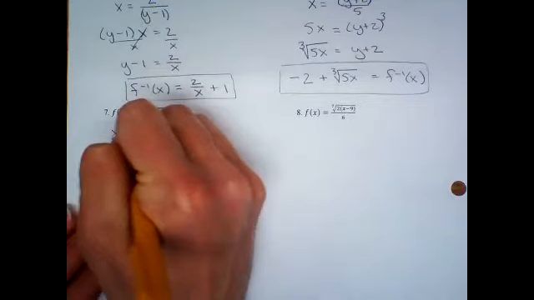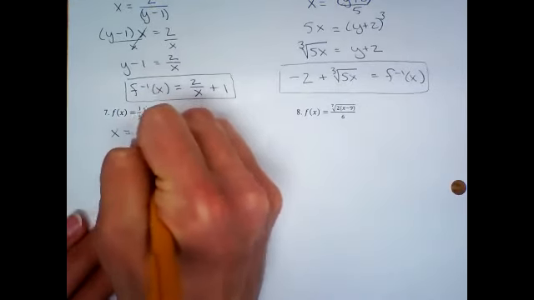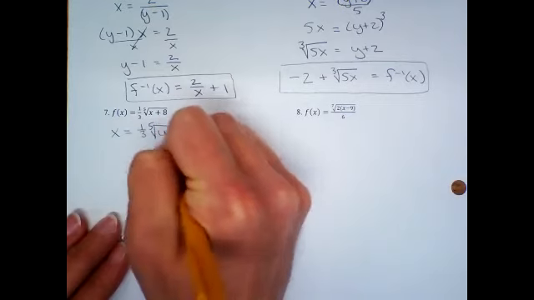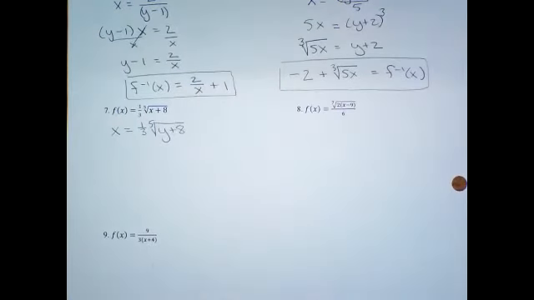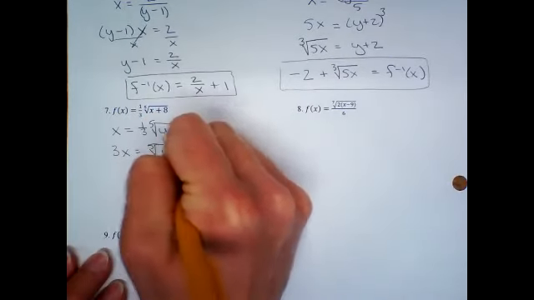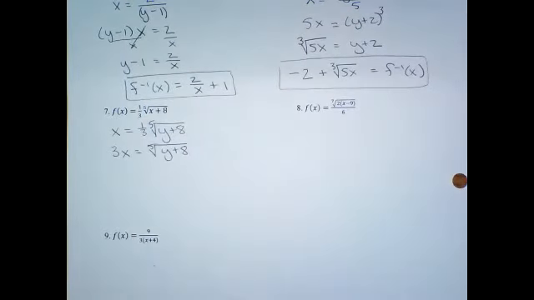All right, here, switching x and y. It will be x equals 1/3, a 5th root, y plus 8. All right, then what? Multiply by 3, good, to get rid of the 1/3. So 3x equals 5th root, y plus 8.